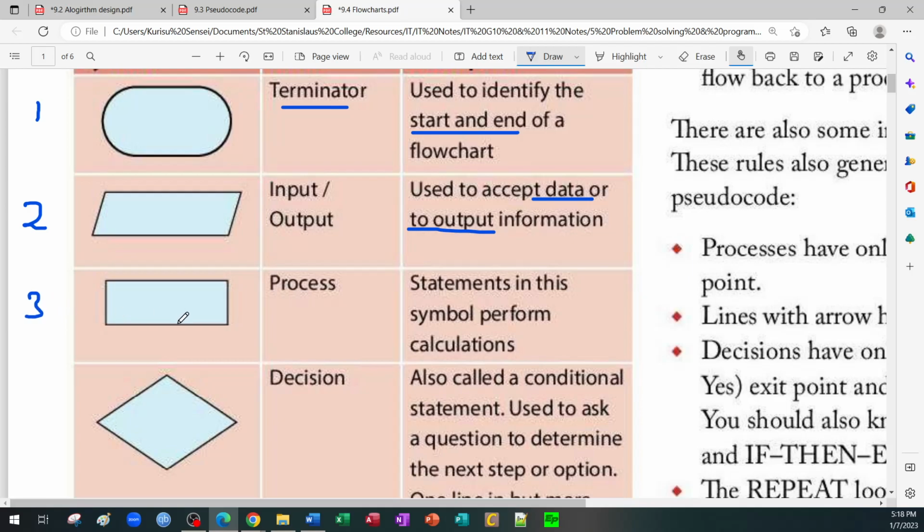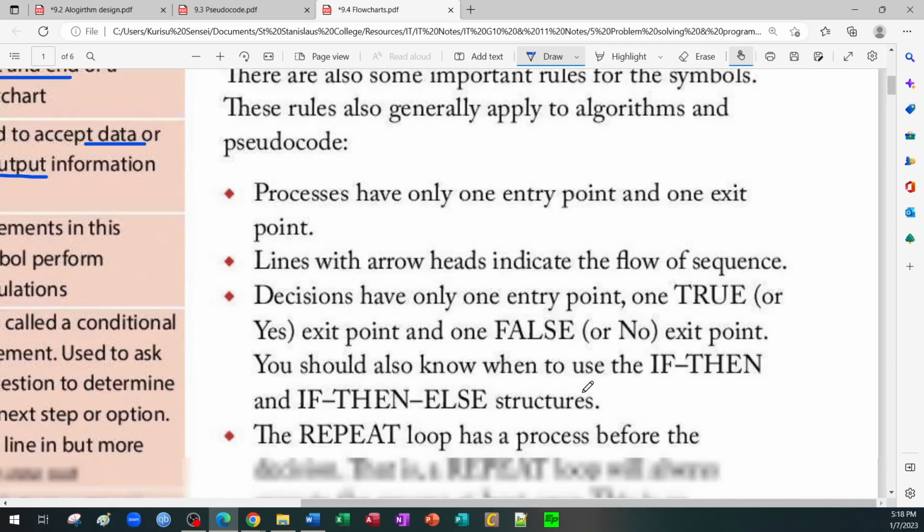Our third symbol, the rectangle. The rectangle is used for our process, and whenever you hear the word process, always think of the word calculation. That's basically what we mean when we say process. Process means we are calculating something. So when we are doing arithmetic calculation, when we are adding, subtracting, multiplying, dividing, whatever the case may be, all of that falls inside of the process symbol.